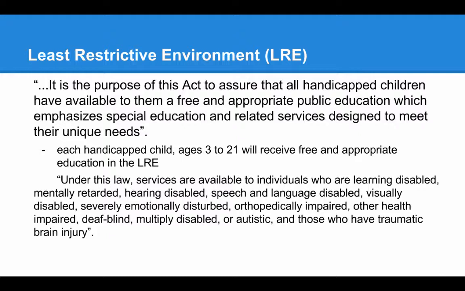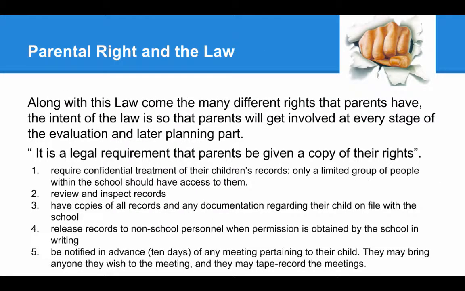Directly from our book, it says this law's services are available to individuals who are learning disabled, mentally retarded, handicapped, hearing disabled, speech and language disabled, visually disabled, and so on. So, parent rights and the law. Along with this law, there are many different things that parents have the right to. Along with those rights, it is a legal requirement that they are given a copy of those rights. There are many rights, and those are just 5 of the many rights that parents have.